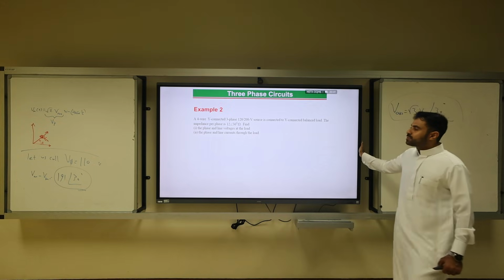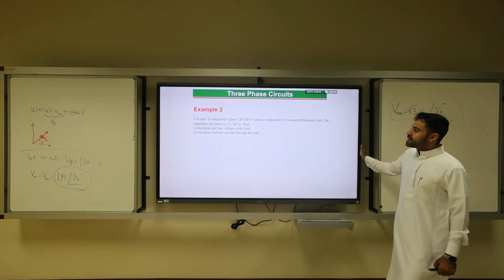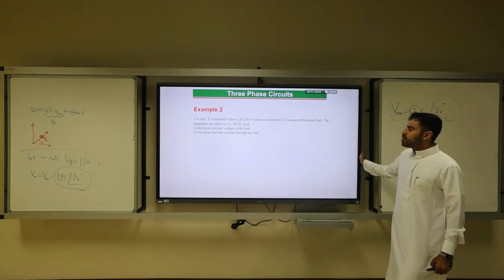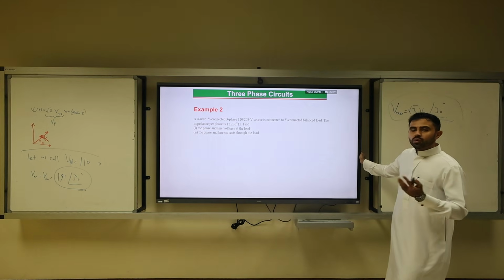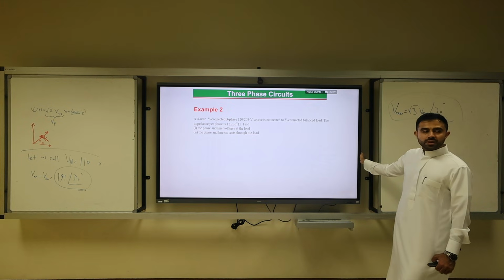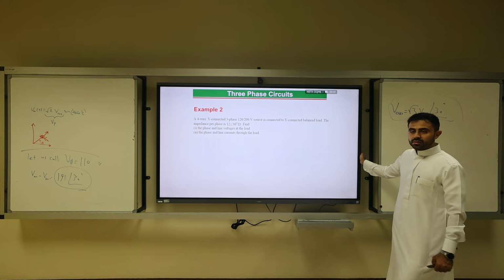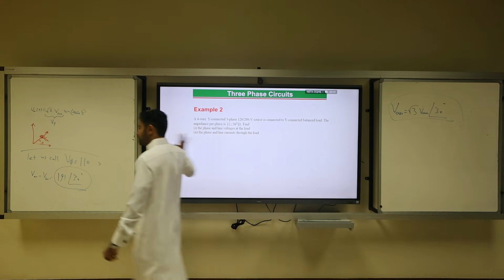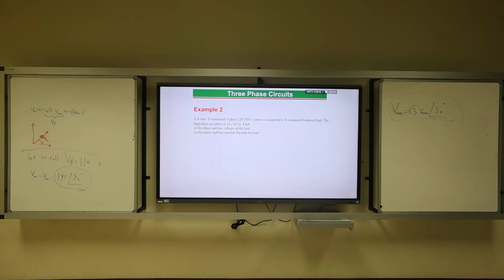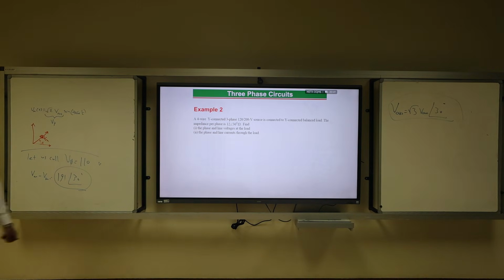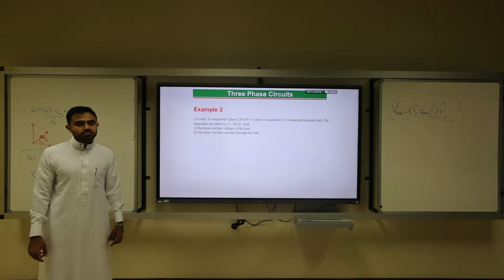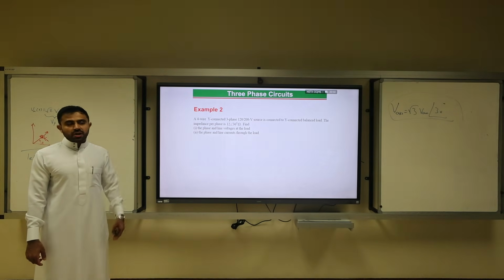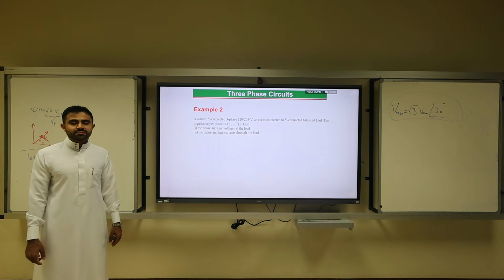Let's do this example. A 4-wire Y connected 3-phase. What do we have here? 120, 208. What does it mean? Is this a transformer? Read the question. Is there any transformer in the question? No. So why is it putting two values? Is one RMS and one peak? We multiply 120 by square root of 3. But RMS and peak are related by the square root of 2.